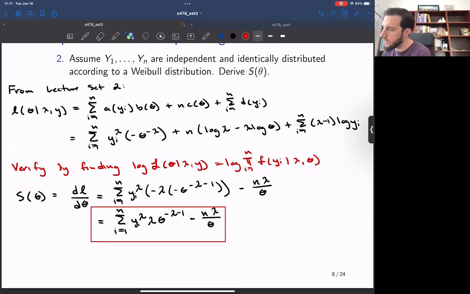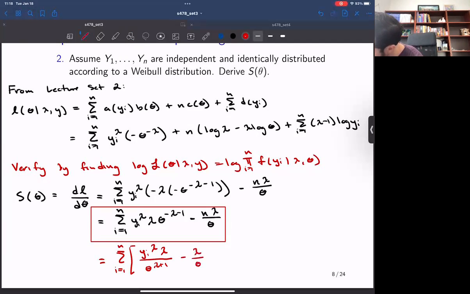So, technically, just for clarity, if we wanted to, you could put this last term in the sum. You just have to factor the n out. So this would be equivalent to the sum from i equals 1 to little n of y_i to the lambda over theta to the lambda plus 1 minus lambda theta. So if you wanted it in the sum, this would be the way that you could write it. That leading n is due to the sum. Does that make sense? Okay.